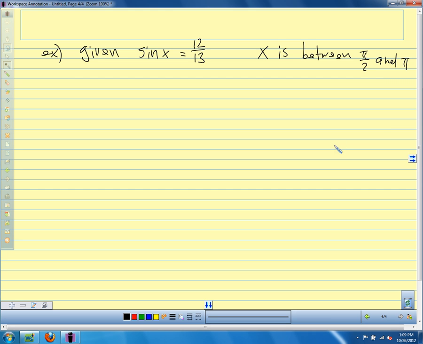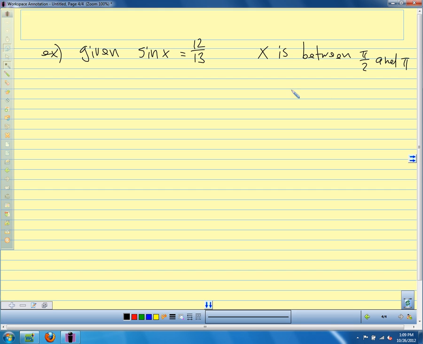So before we even go any further, what can we figure out from this information? This sine of x equals 12/13, we can figure out a right triangle. What is it telling us when x is between pi over 2 and pi? It's in the second quadrant. That tells us where our triangle is.